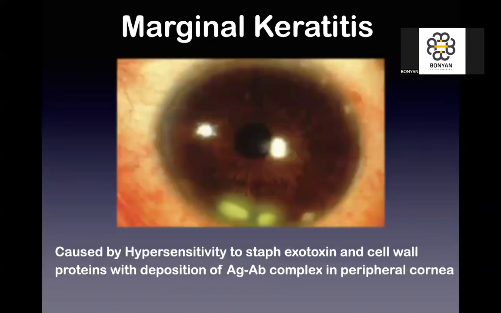This is a marginal keratitis caused by hypersensitivity to staph exotoxin and cell wall proteins with deposition of antigen-antibody complex in the peripheral cornea. So it's a local toxicity to these factors. So it's not an infective ulcer in nature, but just a reaction to another infection.